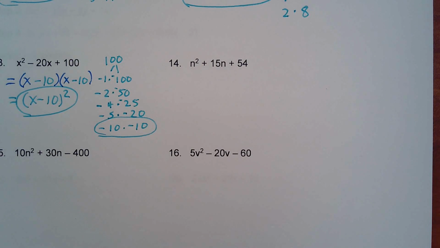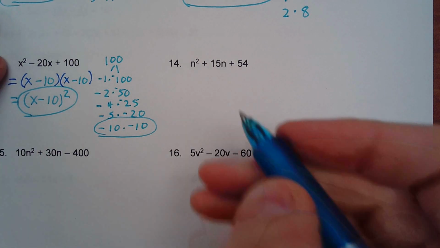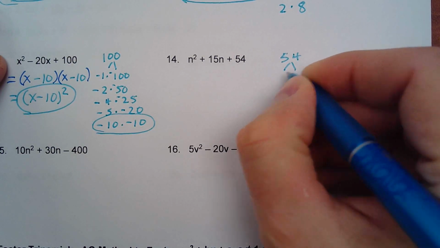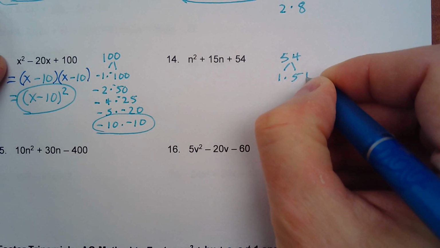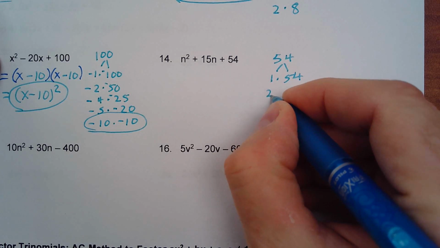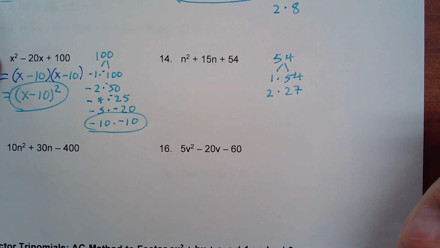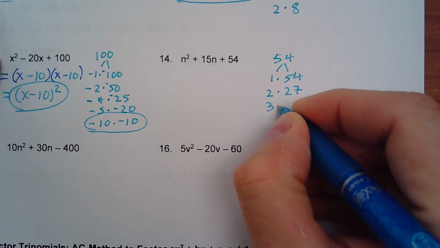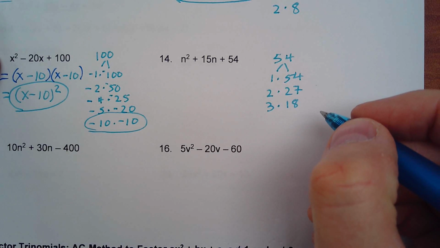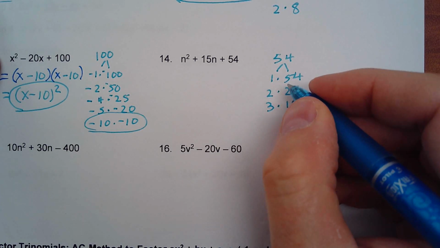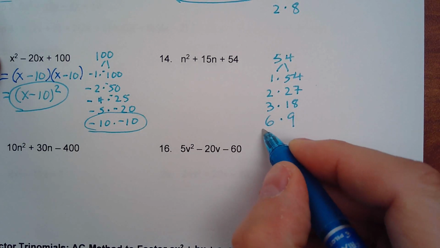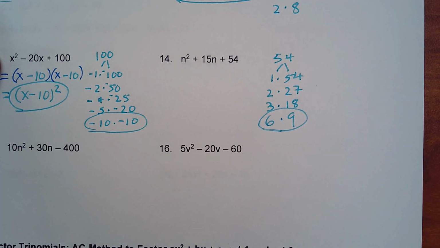Let's try the next one. So let's look at 54. So I can do 1 times 54. That's 55, so that doesn't work. 2 times 27, it's 29. 3 times 18 is 21. Let's see, 4 will not go in there. 5 will not go in there. Let's try 6 and 9. There it is. That's the combination I want.